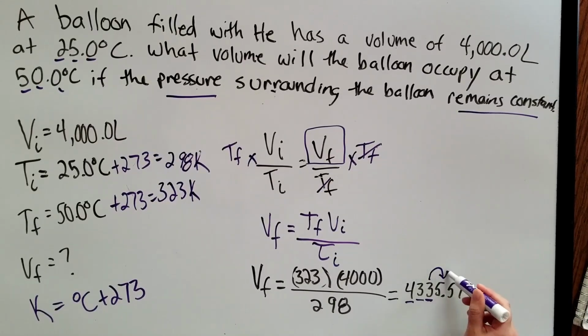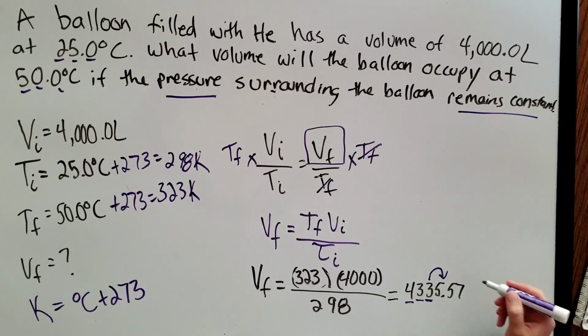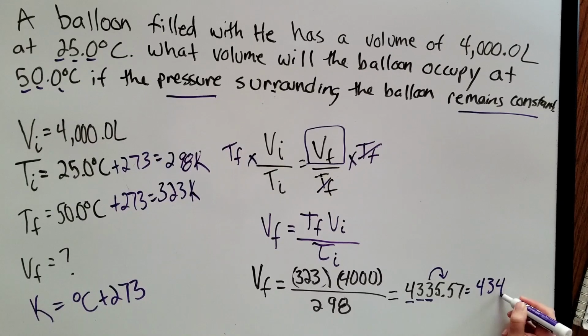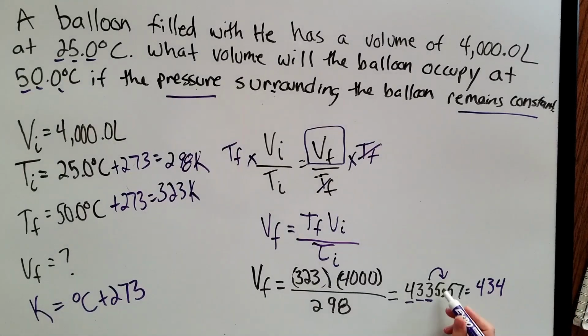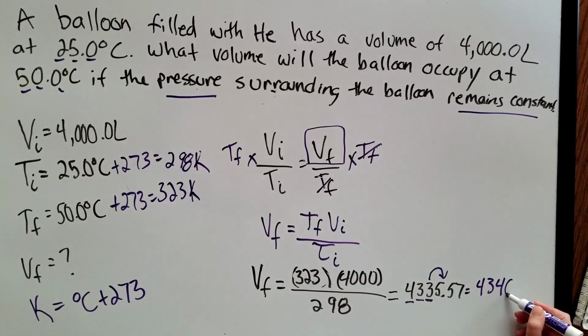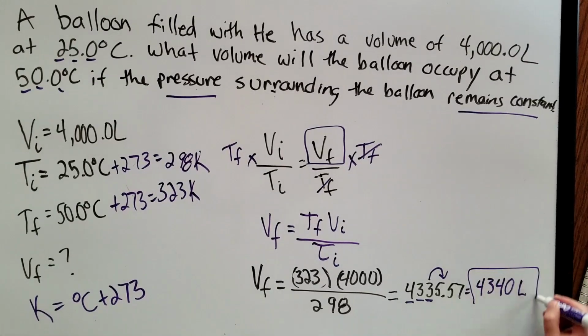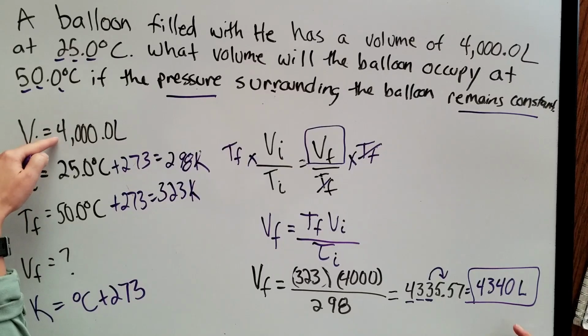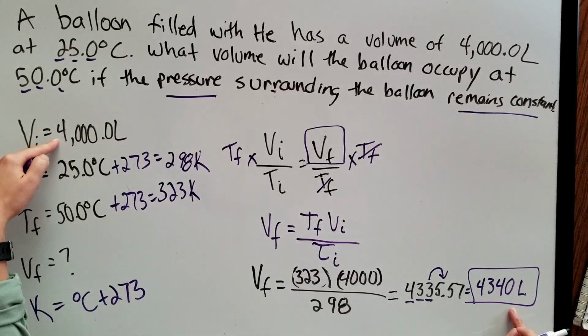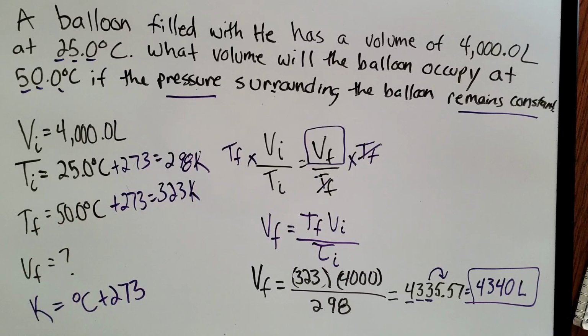Look to the number next to it. Does that stay a 3? It does not. It's going to move up to a 4. So we have 4, 3, 4. But I can't just stop there because I need it to be 4,000, not 400. So what I'm going to put in place of this 5 is a 0, because that will not count as a significant figure, but it counts as a placeholder, making sure that I'm staying at the same magnitude. Units are going to be liters. So let's double check. We expected the volume to increase since the temperature increased, and it did. It went from 4,000 up to 4,340.